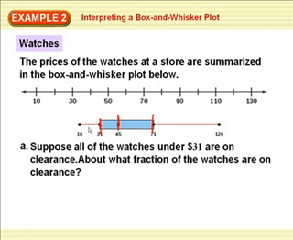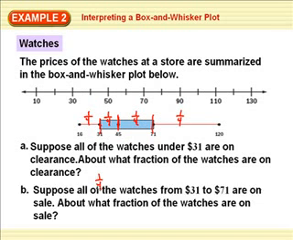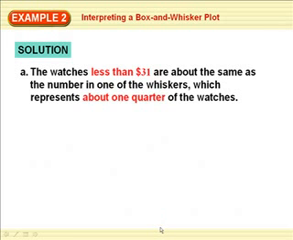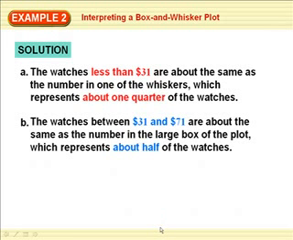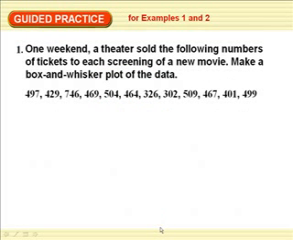It says, suppose all of the watches under $31 are on clearance. About what fraction of the watches are on clearance? Now remember, what a box and whisker plot does is it splits our data into 4 equal parts. So we have equal numbers right here. This is a fourth of the data. This is a fourth of the data. This is a fourth, and this is a fourth. So about 1/4. Suppose all of the watches from 31 to 71 are on sale. About what fraction? Well, that's a fourth and a fourth, which would be a half.